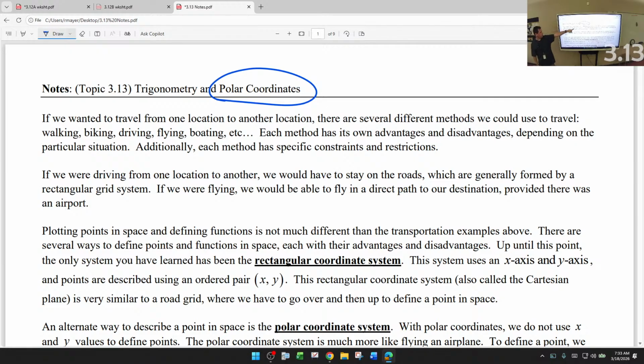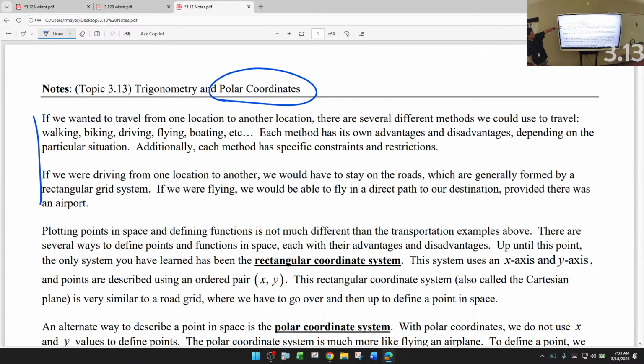If we wanted to travel from one location to another, there are several methods we could use to travel there: walking, biking, driving, flying, boating. Each method has its own advantages and disadvantages depending on the particular situation. Additionally, each method has specific constraints and restrictions. If we're driving from one location to another, we would have to stay on the roads, which are generally formed by a rectangular grid system. If we were flying, we want to just fly straight there. Ironically, flying is not really straight, it's more of an arc, but yeah. Provided there was an airport.